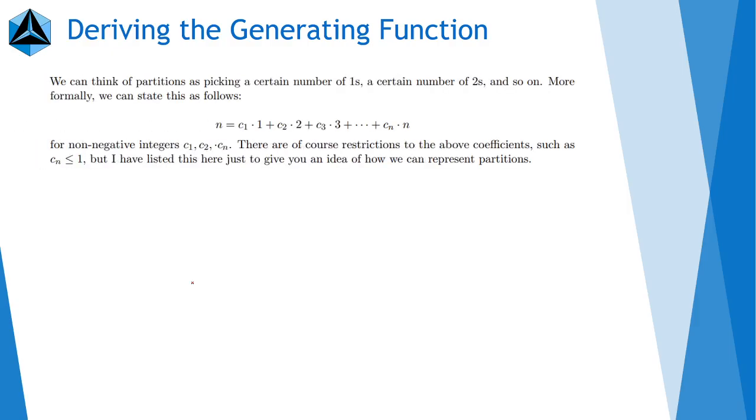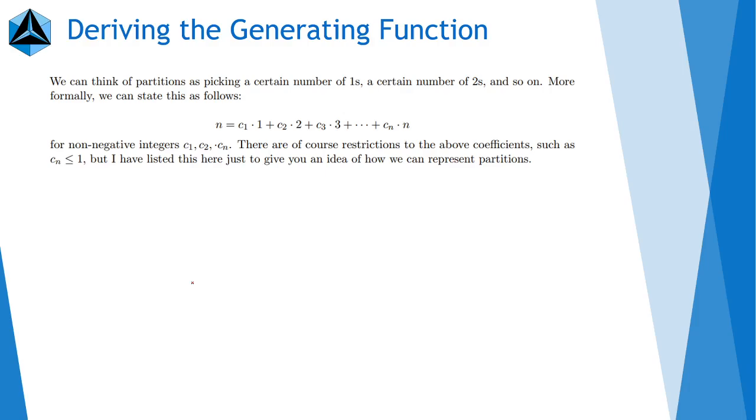So deriving the generating function, we can think of partitions as picking a certain number of 1s, a certain number of 2s, and so on. More formally, we can state this as the following. n, which is the positive integer, is equal to c1 times 1 plus c2 times 2 plus c3 times 3, and so on until cn times n, for non-negative integer coefficients.